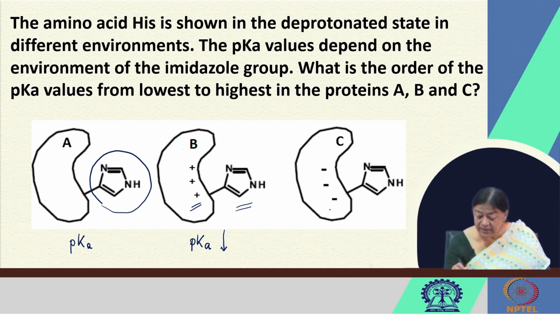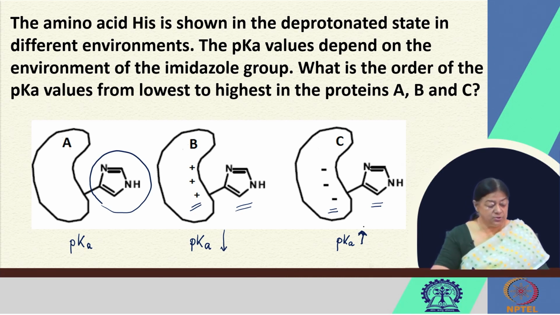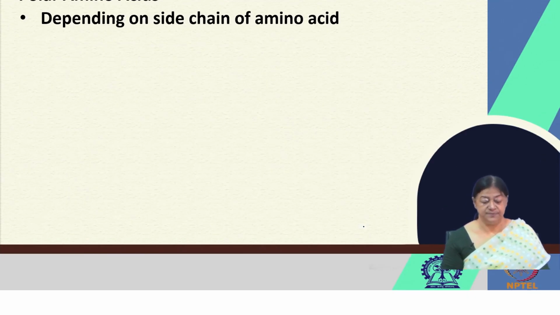When we have a negative environment, a positive charge here would help because we want to go for neutrality. So, what will happen there? It will lose its proton at a higher pKa value. Now, we can order these depending upon the environment that the imidazole group is in. These are important factors in understanding the amino acids, and we will see a bit more of it.